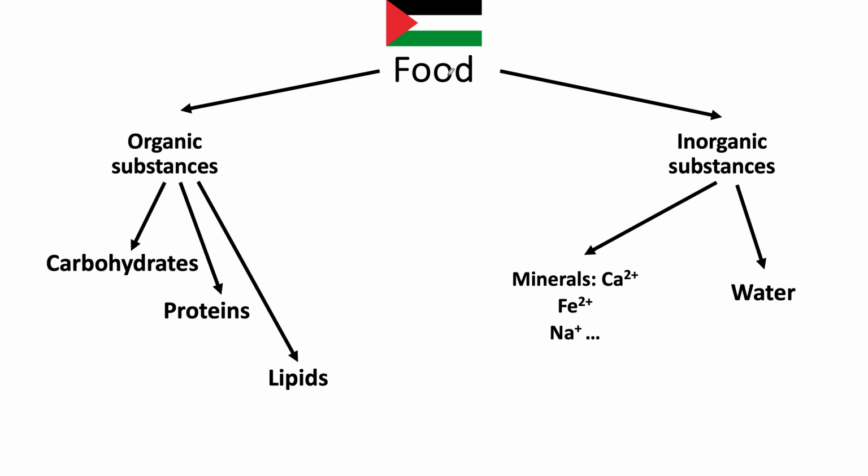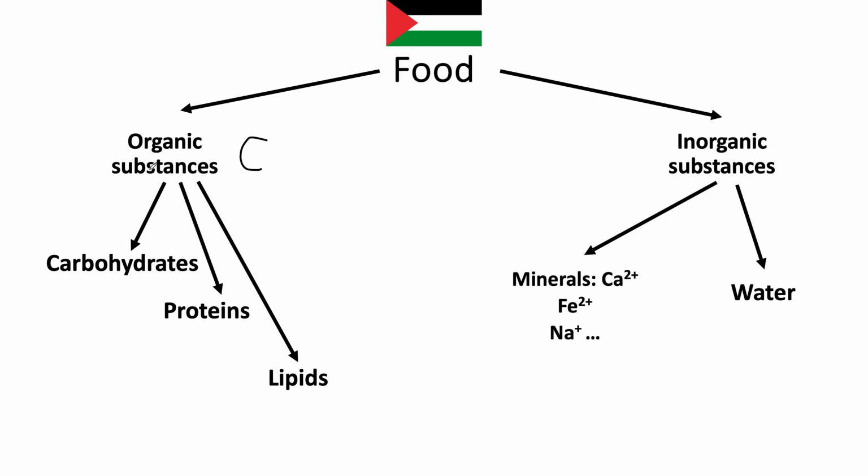Okay, let's focus here. The food contains organic substances and inorganic substances. So our food is a mixture of two substances, organic and inorganic. What is the difference between organic and inorganic? Organic substances are substances mainly composed of carbon atoms. So here in organic substances, the carbon is very essential, while in inorganic substances the carbon is not essential.